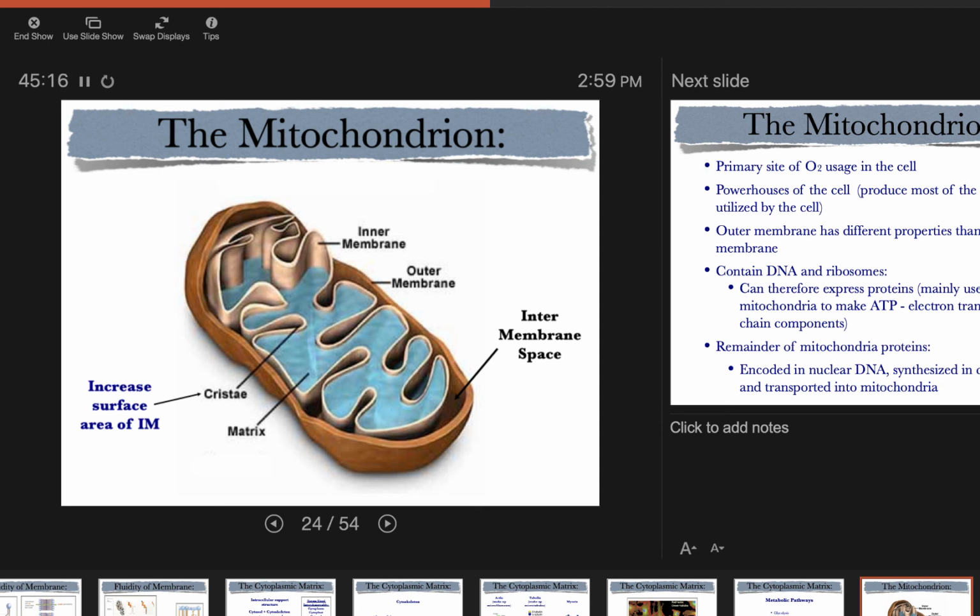If you can make those proteins, you can do transcription and what? Translation. Remember, transcription is DNA to RNA. Translation is RNA to protein. All that happens inside the matrix. Now you have a protein that's an ETC, it can embed in that membrane, and it helps ETC function. So that's what all that does.